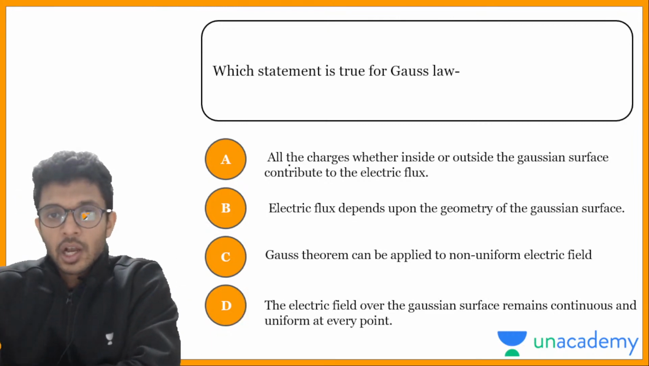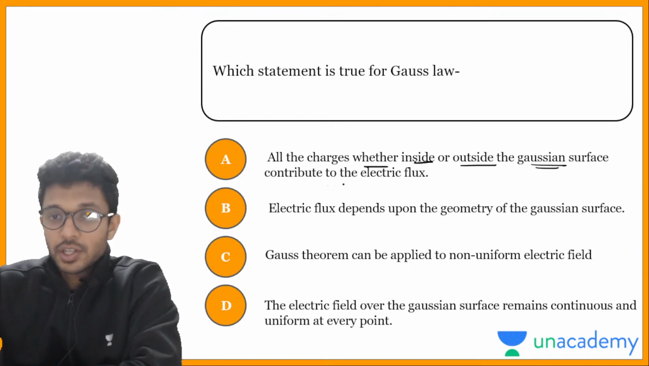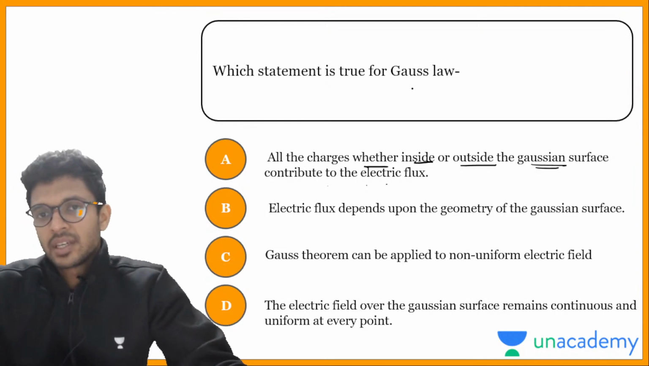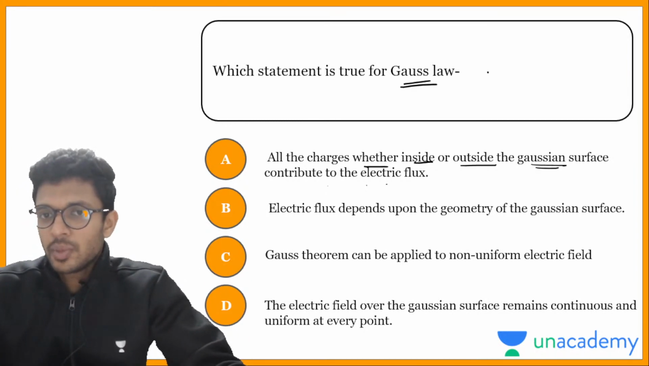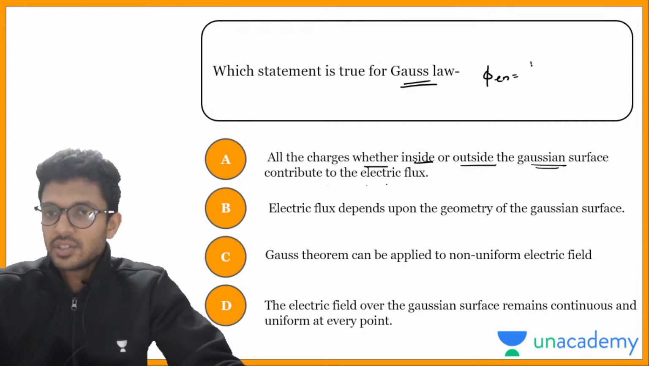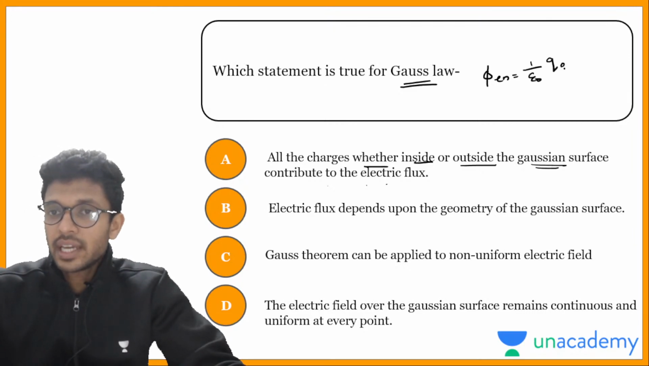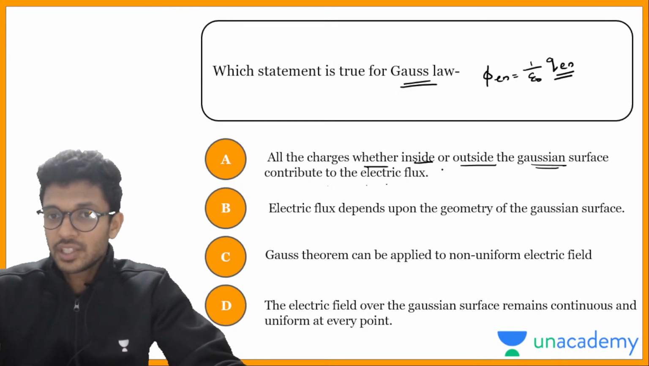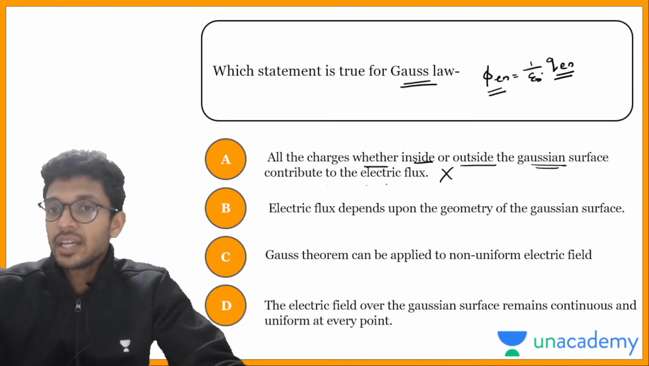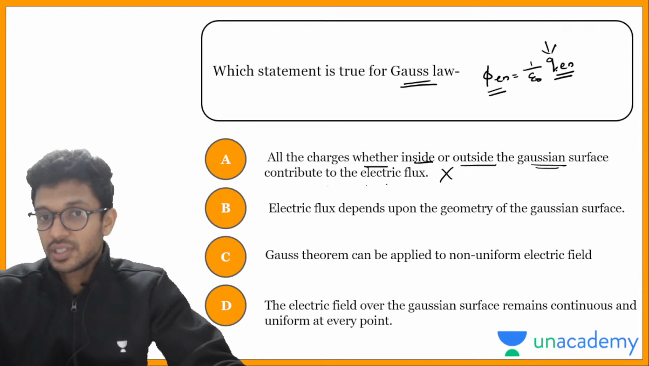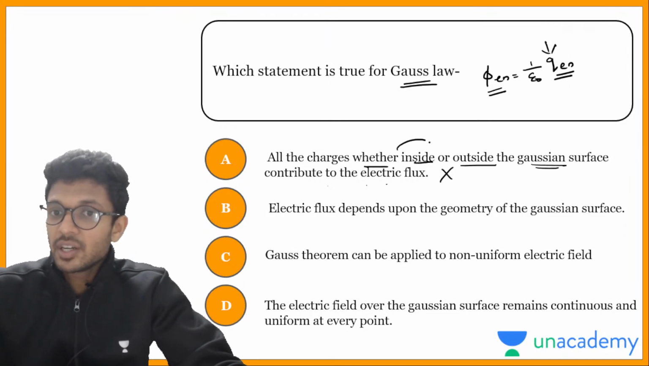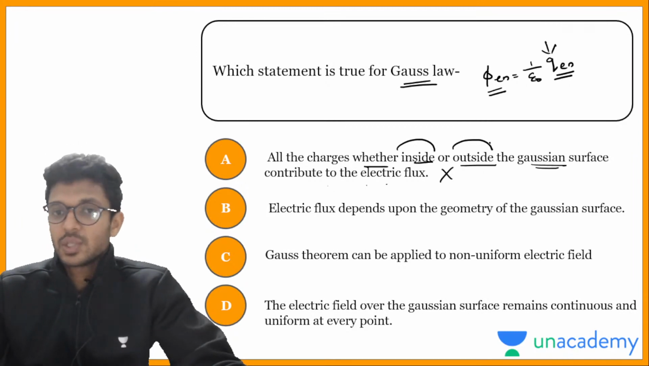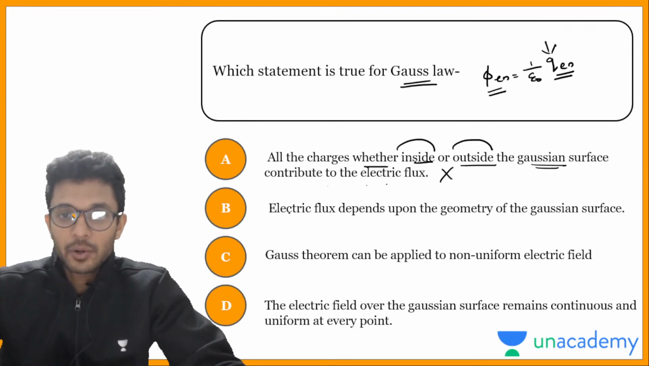One by one. All the charges, whether inside or outside the Gaussian surface, contribute to the electric flux. According to the Gauss law, what is the formula for flux enclosed? That is equal to 1 by epsilon 0 times the enclosed charge. So is the first statement correct or wrong? It's a wrong statement, because in the calculation of flux, we only include the enclosed charge within the Gaussian surface. But the statement says we will be including the charge inside or the outside. So that is a wrong one. Okay, now next one.